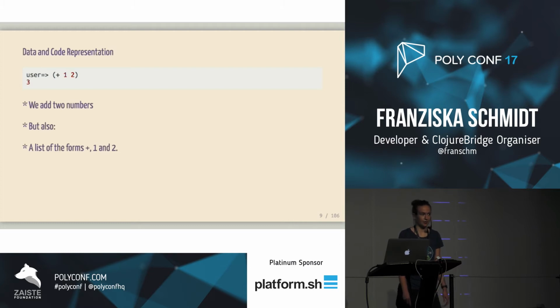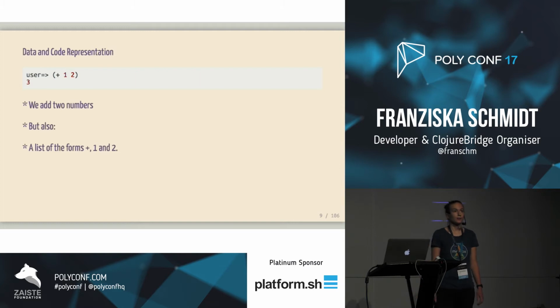Let's look at an actual code example in Clojure to make this more concrete. Here we have a form in Clojure, and even if you haven't seen Clojure code before, you can deduce what this does. We have a REPL there as well, which would evaluate it. We have a function plus and two numbers, 1 and 2.